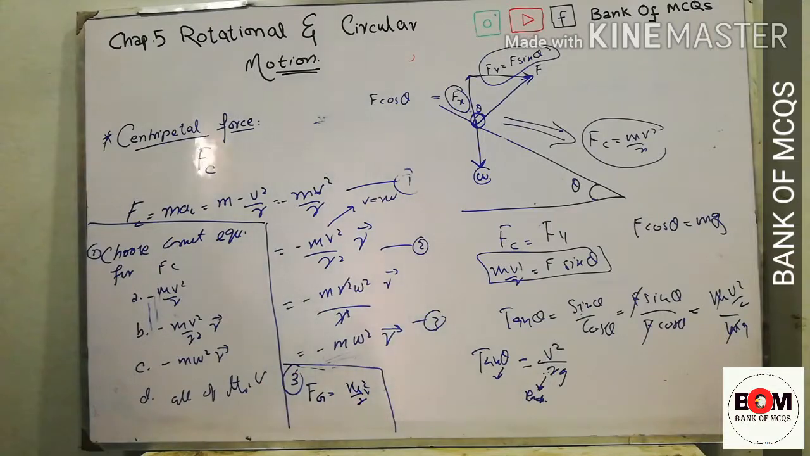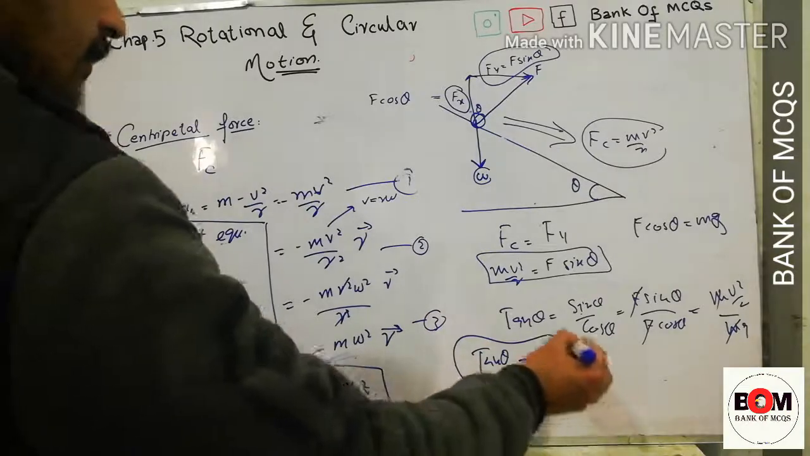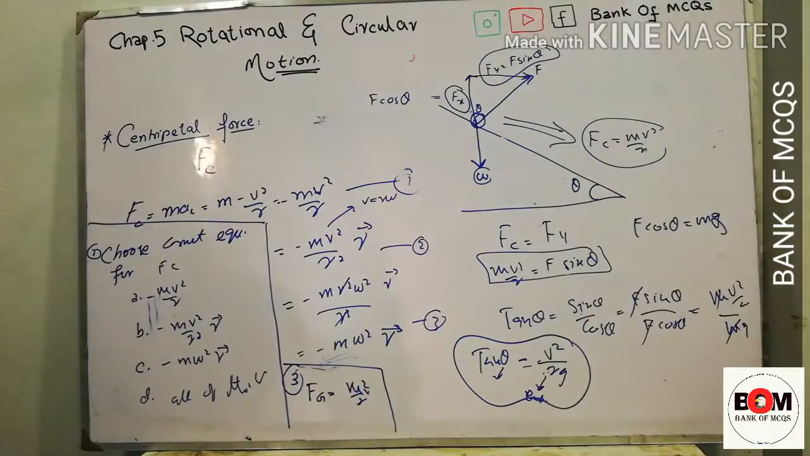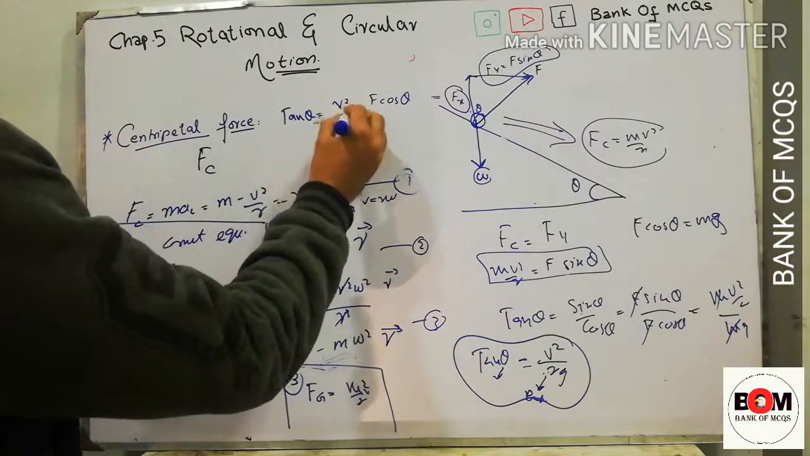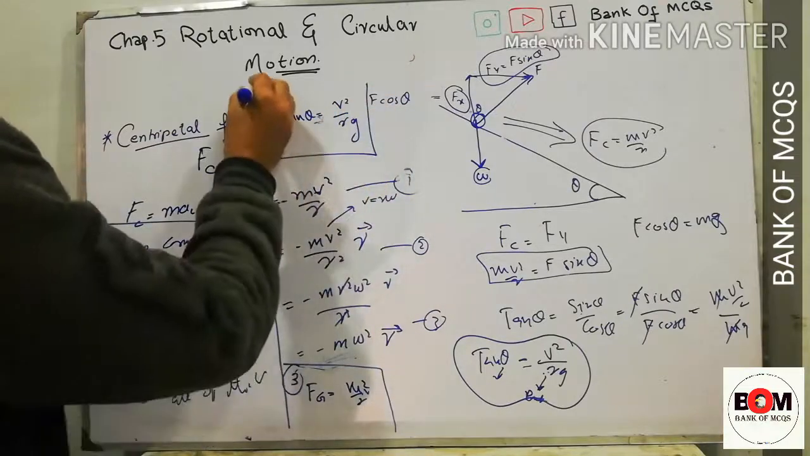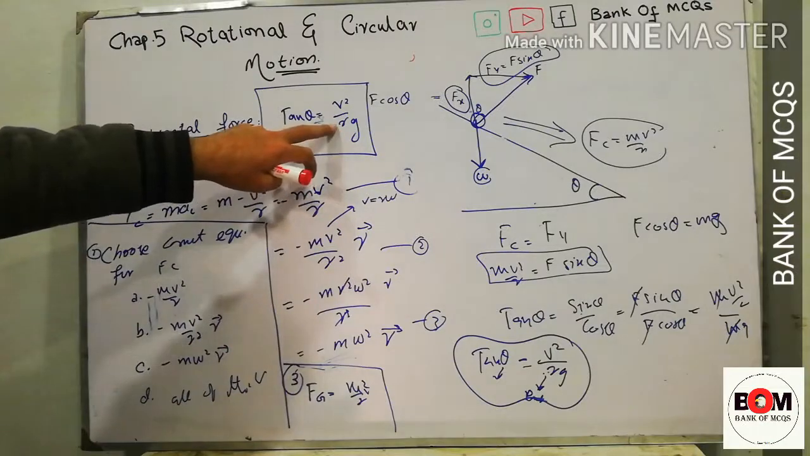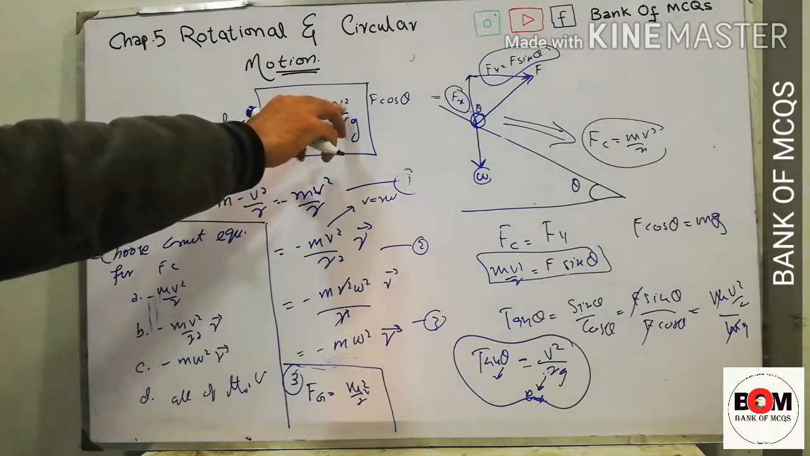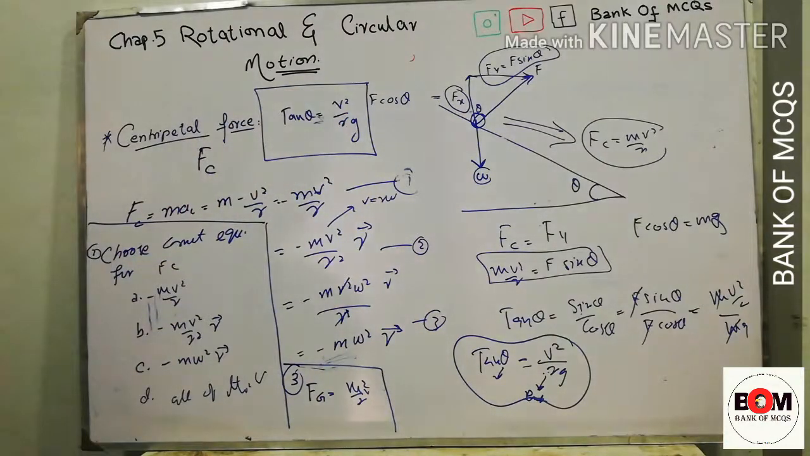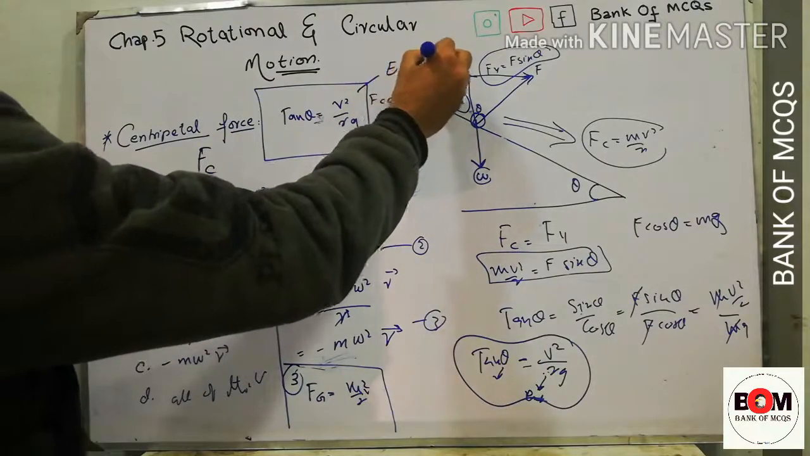The fourth point is, you have to learn by heart the equation of bending of rod, that is tan theta equals v square divided by r g. What will happen if the radius is half? The whole thing is divided by 2. Or if we double the speed, it will increase 4 times. So you must remember the equation of tan theta, and this is for NEET.